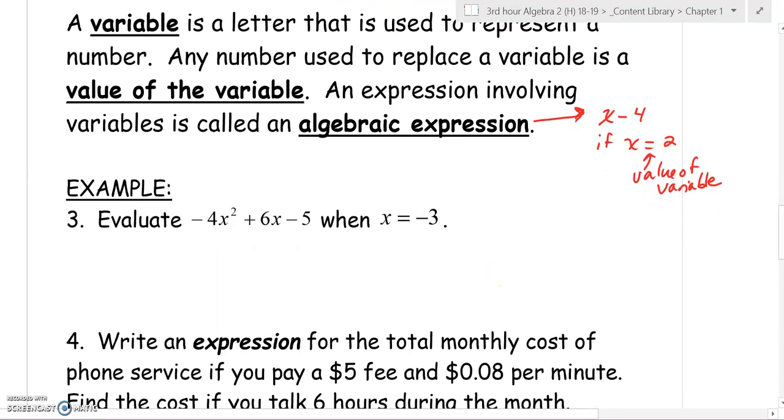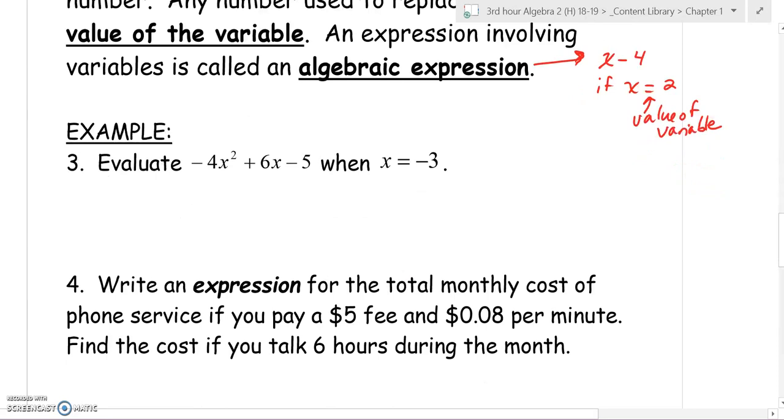So we can evaluate an algebraic expression if we know the value of the variable. We can evaluate this negative 4x squared plus 6x minus 5 if we know that x equals negative 3. So we're going to replace x with negative 3, and then use our order of operations to evaluate the expression. The algebraic expression now becomes what's called a numerical expression because we knew the value of the variable.